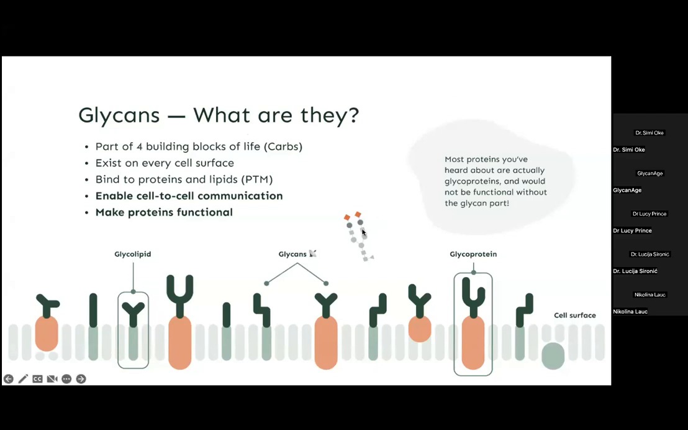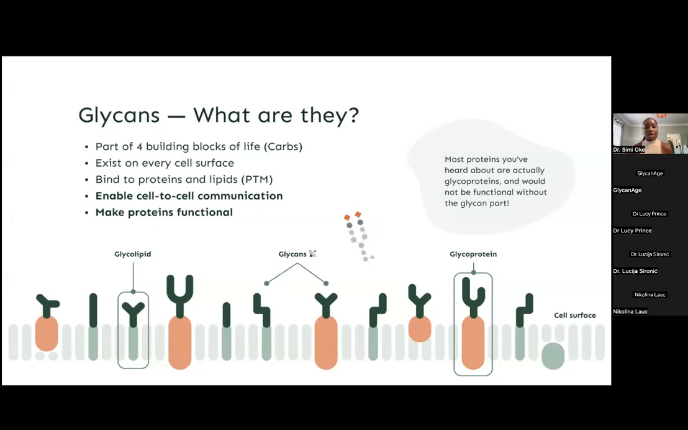these sugars on the surface. These sugars are typically used for cell-to-cell communication. One of the reasons they're so important is because they give the protein functionality. Without these glycans, these proteins wouldn't function.